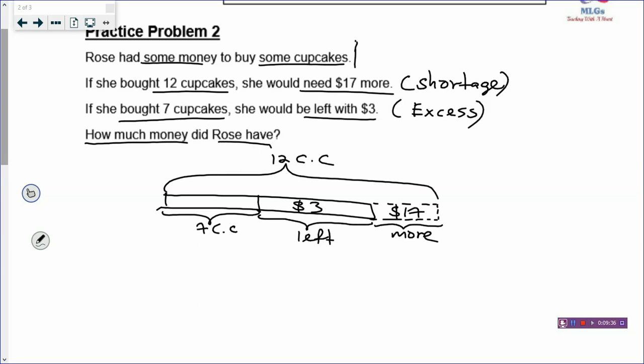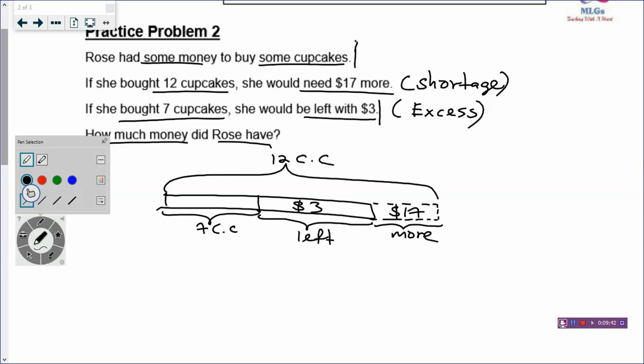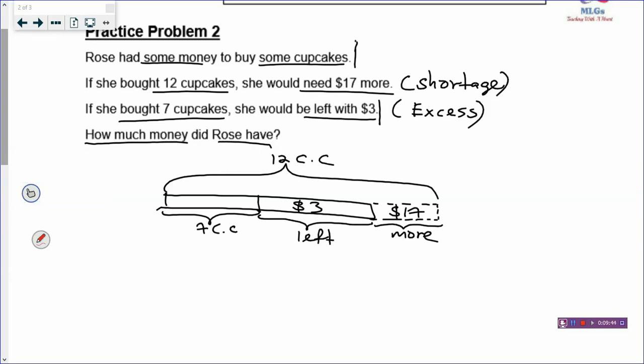Okay, so where are we now? We are drawn until here already, all right? So how much money did Rose have? So if you look at the model, you need to recognize what is her money at first, all right? So the money that she has is from the beginning of your drawing, all right, and until here, okay?